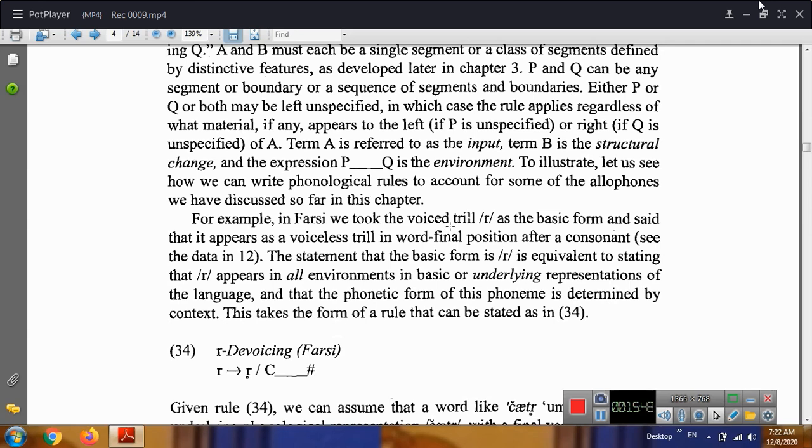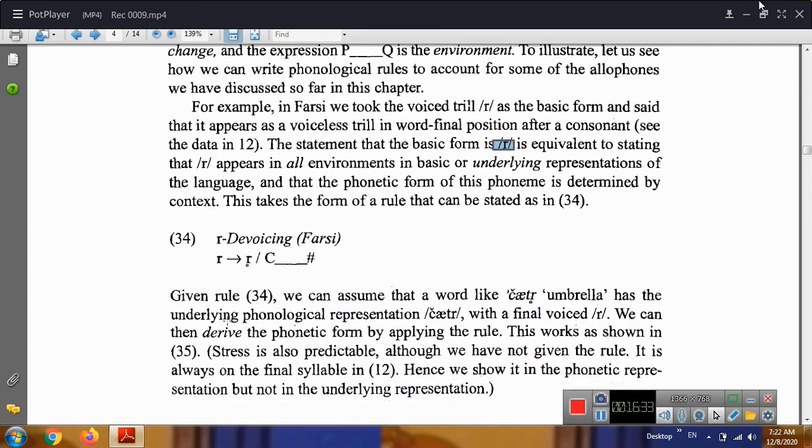For example, in Farsi we took the voiced trill re as the basic form and said that it appears as a voiceless trill in the word final position after a consonant, like here. The statement that the basic form is re, which is trill re, is equivalent to stating that re appears in all environments in the basic or underlying representation. Here it is the underlying representation of the language, and that the phonetic form of this phoneme is determined by context.